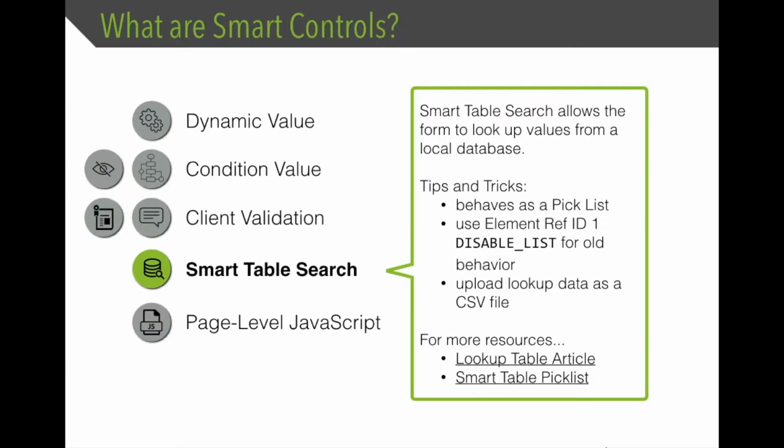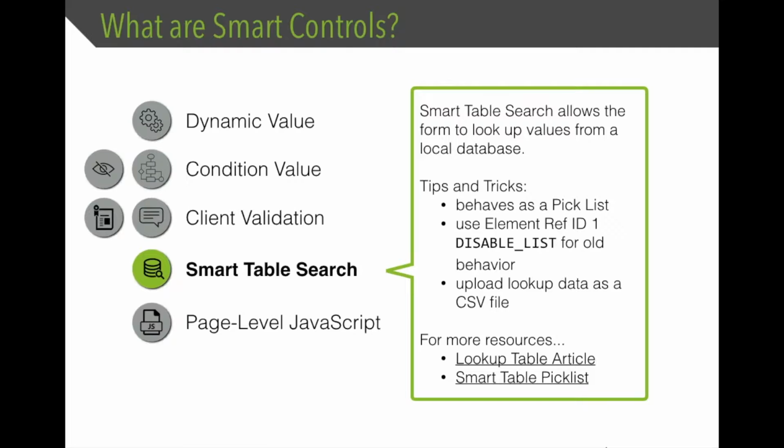The fourth smart control we offer is what we call our smart table search, or a lookup table. Smart table searches are going to allow the form to look up values from a local database. When you're working with your smart table search, it's going to behave similar to a pick list. And for those of you who are new to iFormBuilder or may not be very comfortable with all of the different elements, a pick list is just the element where you are able to select one value from a list of predefined options.